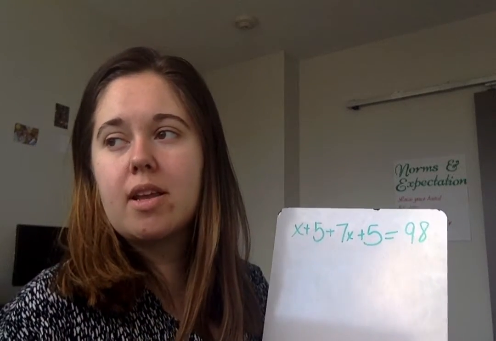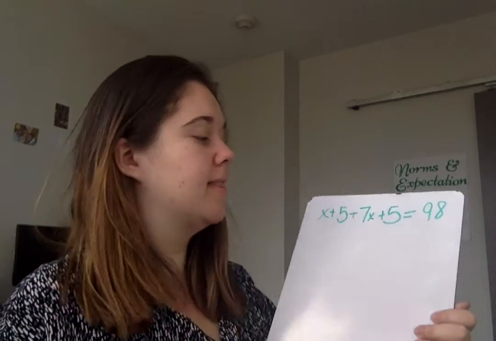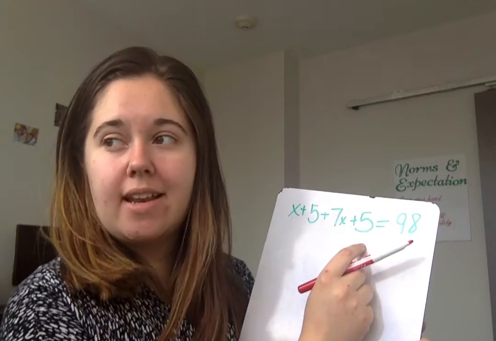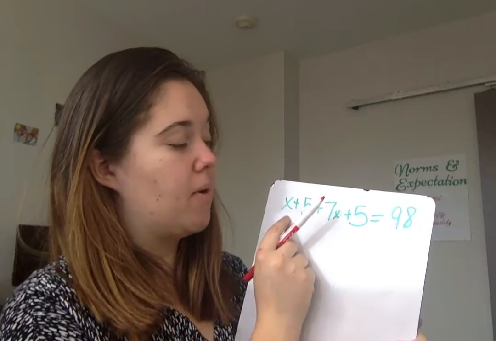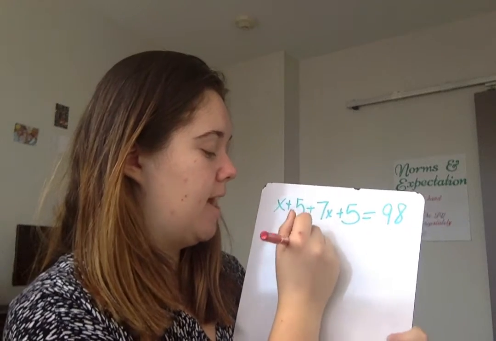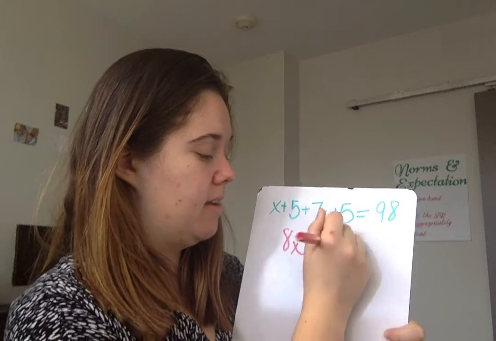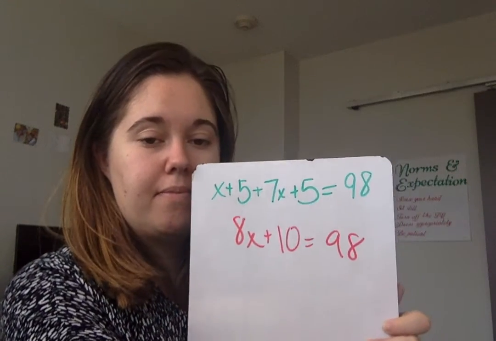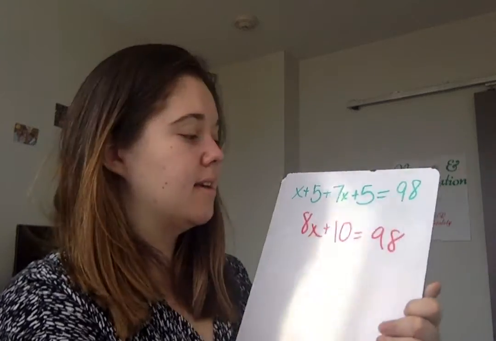So the next one, now what we're going to do, we're going to combine like terms. So I'm going to combine the two 5s to get 10, and I'm going to combine my 1x and my 7x to get 8x. So I'm just going to rewrite it, 8x plus 10 equals 98. All right? 8x plus 10 equals 98.